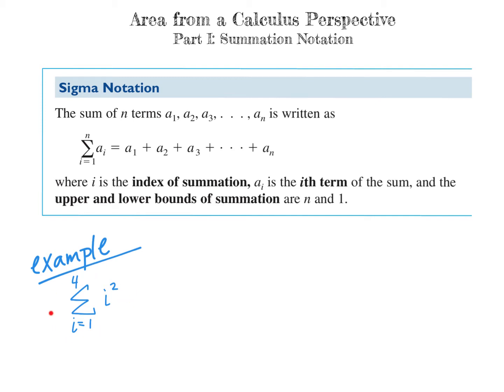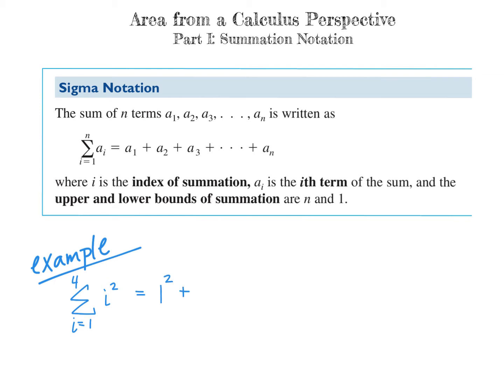This is telling us that we want to take the sum of i squared, beginning when i is 1 and ending when i is 4. So we need to plug in 1, 2, 3, and 4 into here, and then add up those 4 terms. The first term we'll find is a sub 1, which is plugging in 1. We plug in 1 to this function right here. So we're plugging in 1 for i, so we'll have 1 squared. This is our first term.